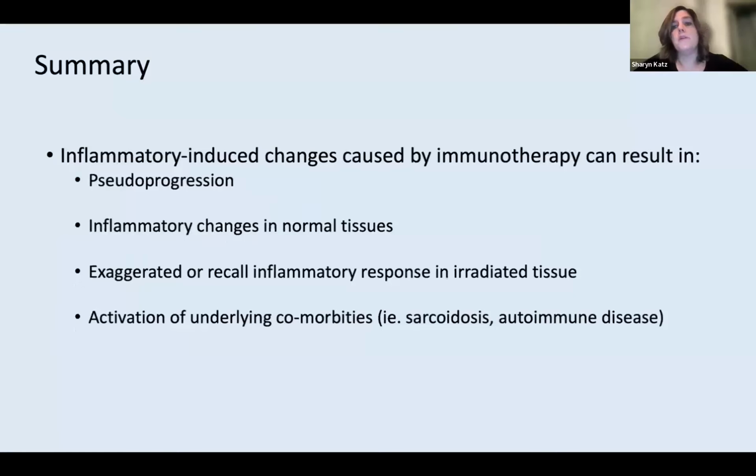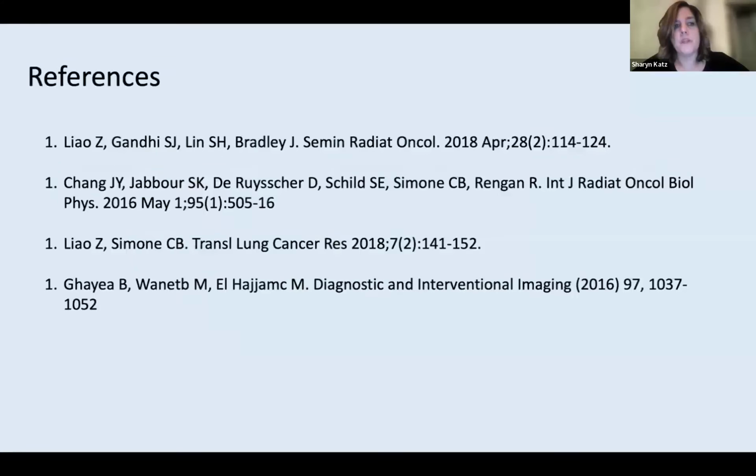Inflammatory-induced changes caused by immunotherapy can result in pseudoprogression, as we saw, inflammatory changes in normal tissues, and exaggerated or recall inflammatory response within irradiated tissues. And I gave you some examples of that in the lung. We didn't talk about this, but you can get reactivation of underlying inflammatory conditions such as autoimmune diseases and sarcoidosis, and that can confound the picture, particularly sarcoid. And you can get a sarcoid-like reaction to immunotherapies, similar to some of the chemotherapies. But it's important to keep these things in mind when you're trying to interpret the imaging.